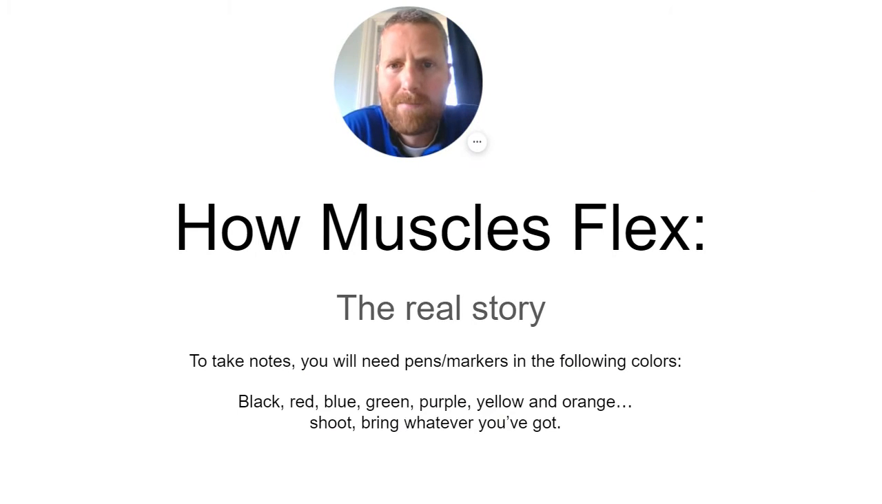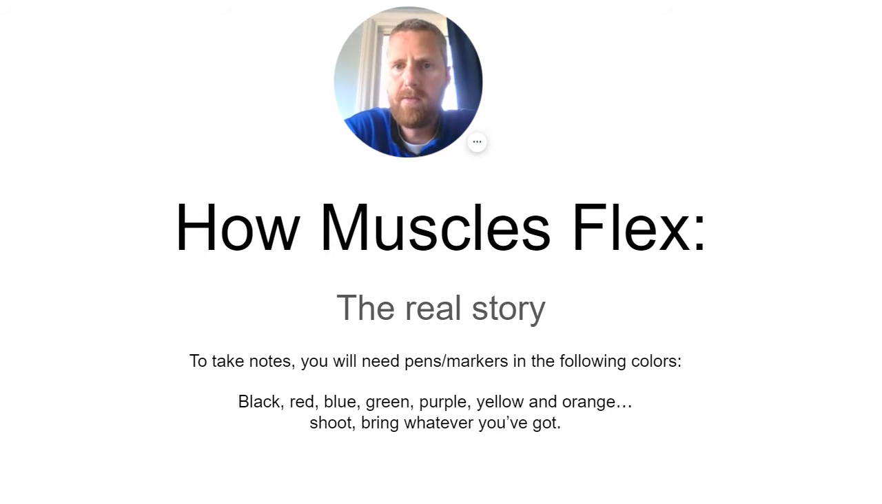Well, hi, everybody. Today we're going to be taking a little trip into your skeletal muscles, and we're going to be talking about how they actually flex. What are the structures inside our muscles that exist? How do we engage them? And when we do, how do they exert force on our bones to make us move?